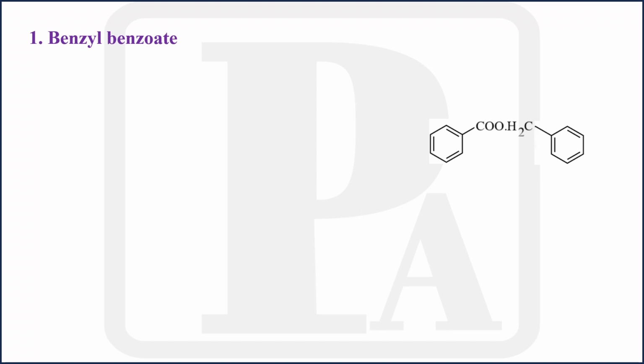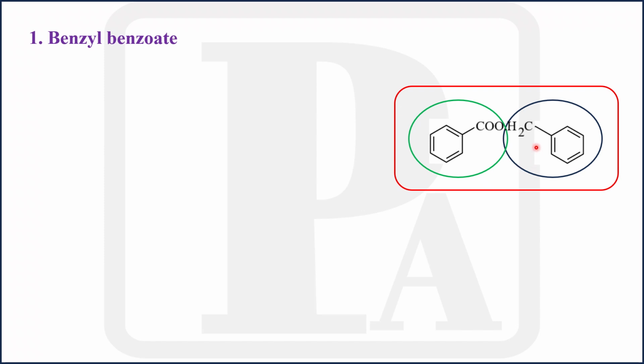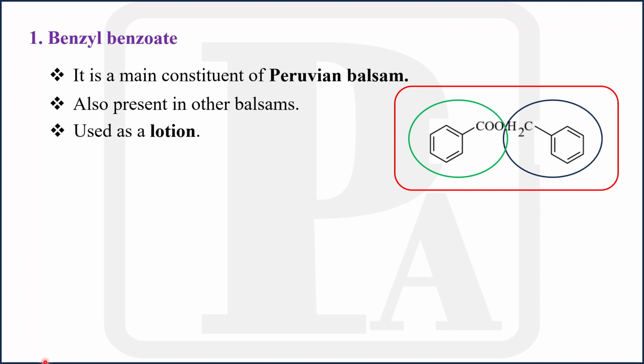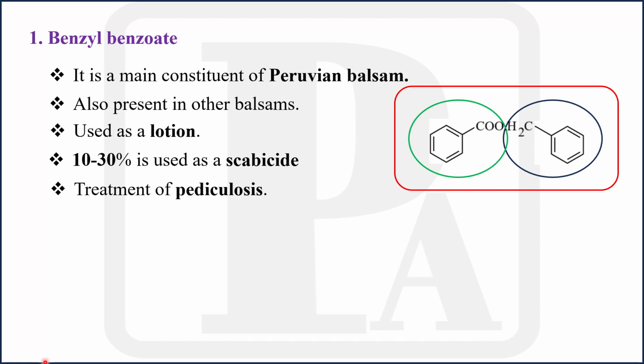Now we'll see the first drug, called benzyl benzoate. Look at the structure of benzyl benzoate. This is the benzyl part and this one is the benzoate part. That combination is called benzyl benzoate. This is a main constituent of Peruvian balsam, and is present in other balsams also, and it is used as a lotion. 10 to 30% is used as a scabicide. It is also used as a pediculicide.